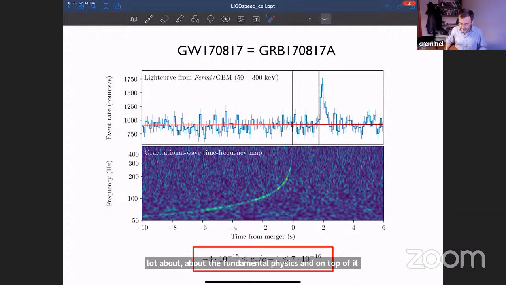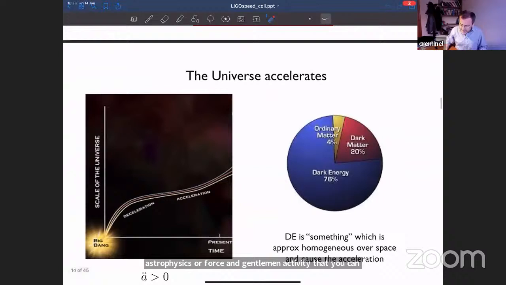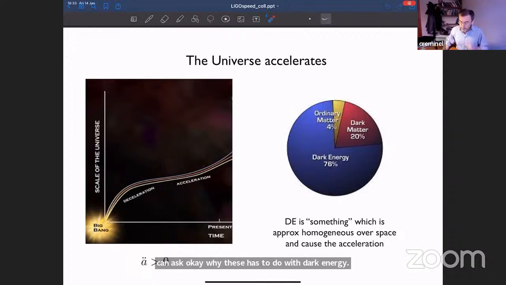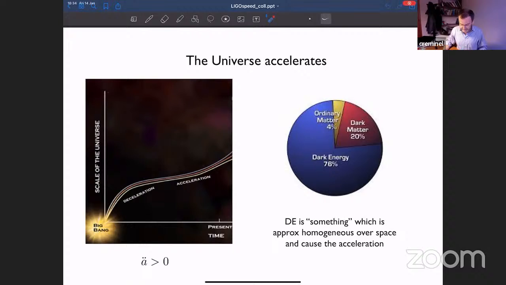But you can ask, why does this have to do with dark energy? You heard the talk by Josh Freeman about dark energy, so I'm not going to repeat much. In practice, dark energy is something which is approximately homogeneous over space and causes the acceleration of the universe that we observe in many data, and I'm sure Josh explained the evidence for the acceleration of the universe.